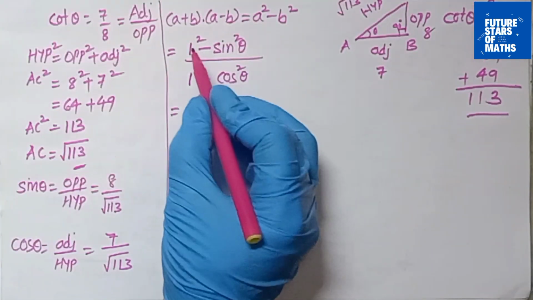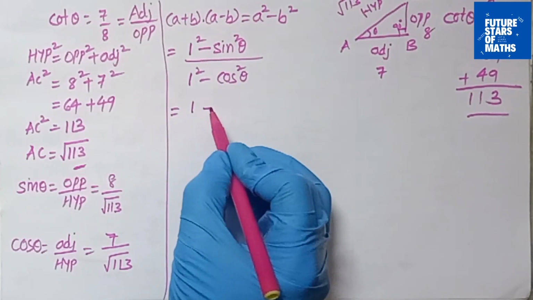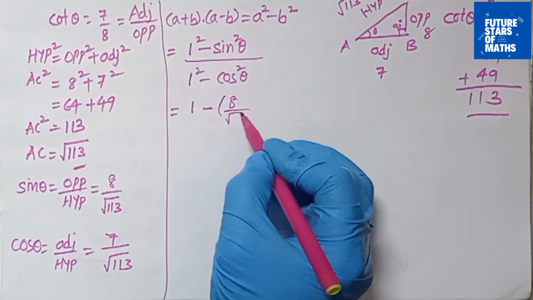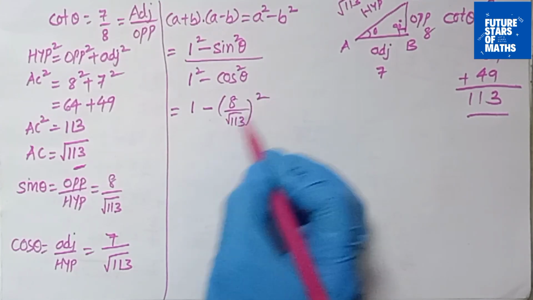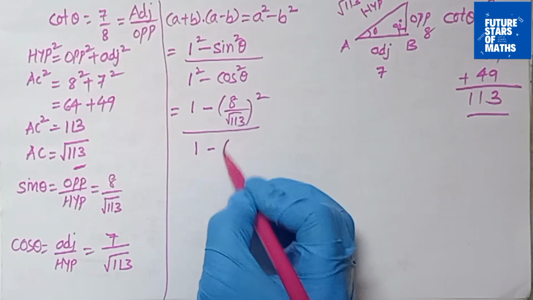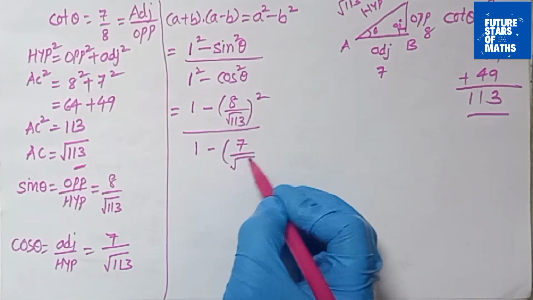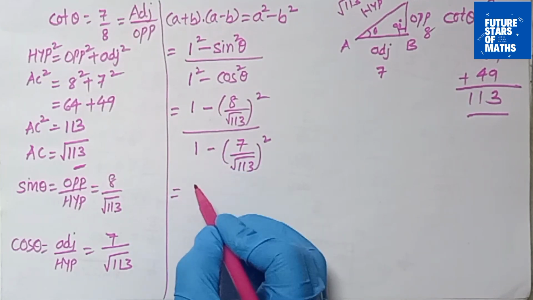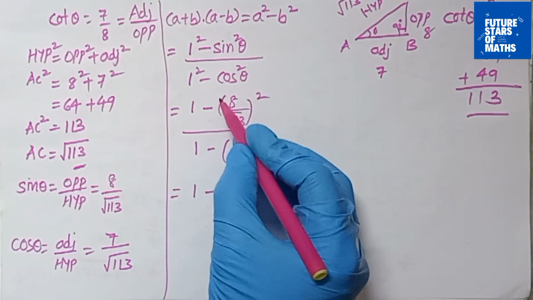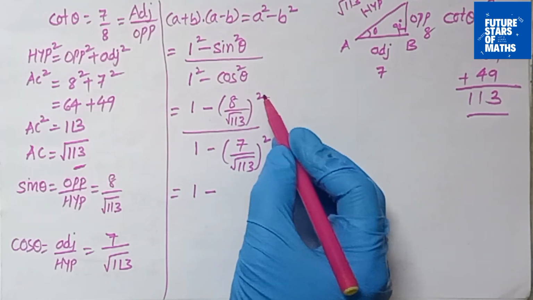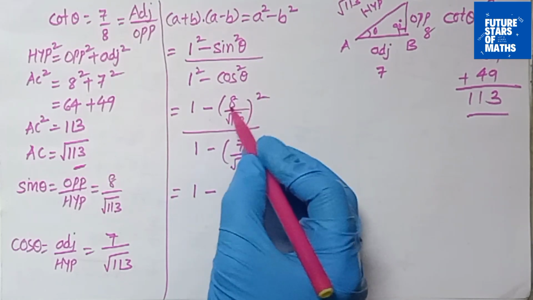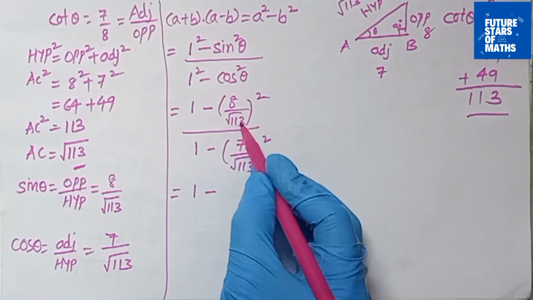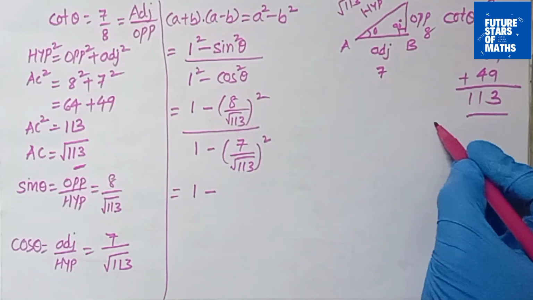Now we will substitute the values. 1 square is 1 minus sin square theta, sin is 8 by root 113, by 1 minus 7 by root 113 whole square. So it is equal to 1 minus, whenever a bracket is there and a whole square is there, this square will get inside, and it will be with both the numerator and the denominator, according to the formula.